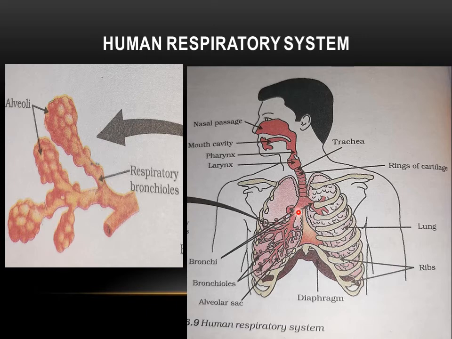The trachea divides into two bronchi. Each bronchus enters into a lung. After reaching the lungs, the bronchi get divided into bronchioles, and the bronchioles will enter into structures called alveoli. And then you can also find the diaphragm muscle below the chest, and the lungs are supported by skeletal structures called ribs.